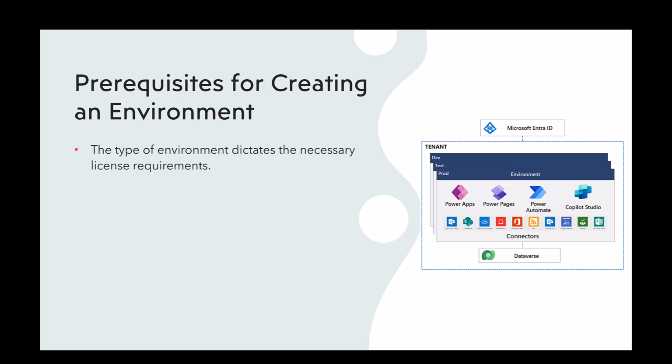License type. The type of environment dictates the necessary license requirements. For instance, a user with sufficient permissions and a trial license can only create trial environments. A user with a developer community free license can create developer environments. A user with a standalone, standard, or premium license for Power Apps, Power Automate, or Copilot Studio can create sandbox or production environments. Secondly, permissions to create an environment are managed at the tenant level.